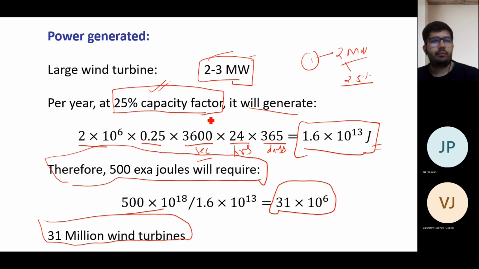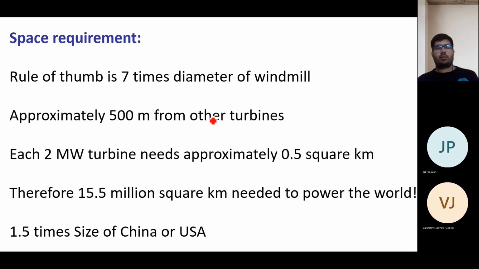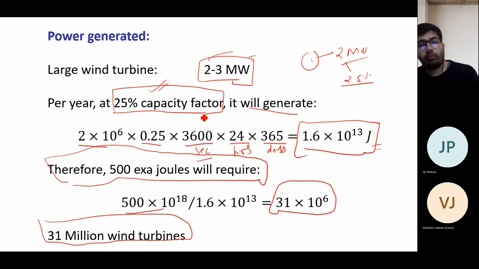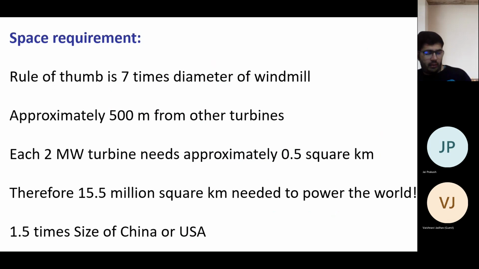Let's see further the space requirement, because if we want to install 31 million wind turbines, we also need space. Whenever we install a wind turbine, we have to look at the terrain and check the space, because the wind turbine should have full, uninterrupted access to the wind velocity in that area. So we cannot develop high-rise buildings near the wind turbine. There should be totally open space up to a particular area.